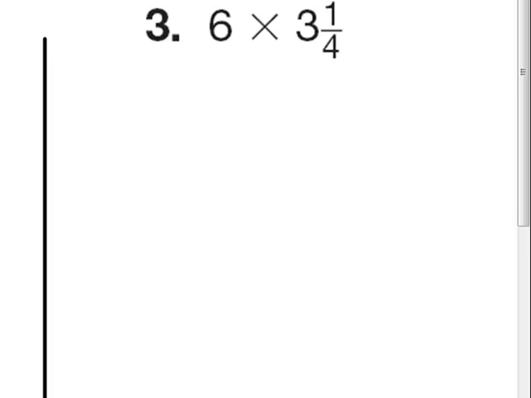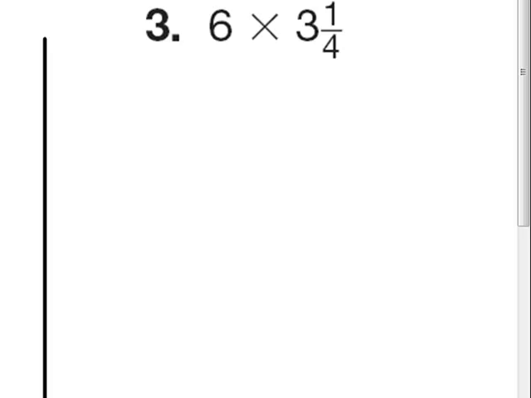2 times 4 equals 8. And then 8 plus 3 equals 11. And we keep the denominator, so it's 11/4. And 3 times 2 equals 6. And 6 plus 1 equals 7. Keep the denominator, 7/2.